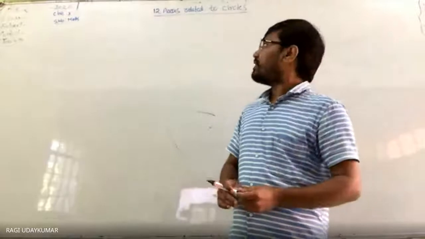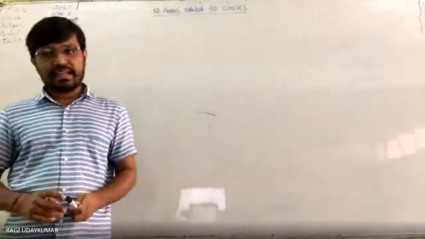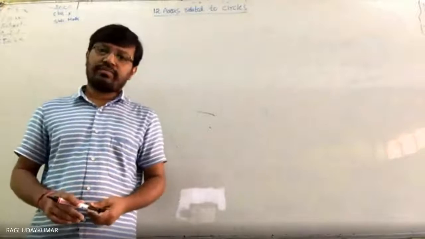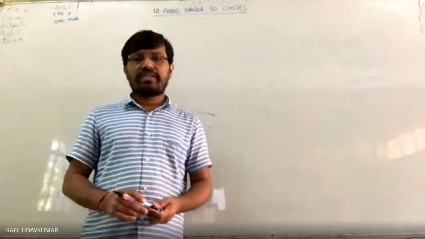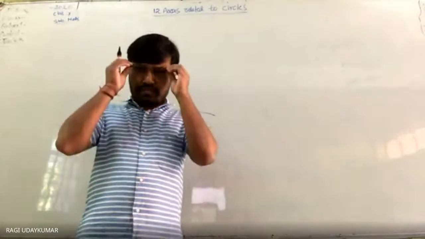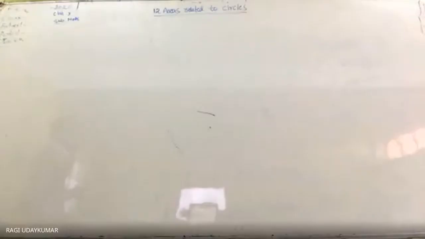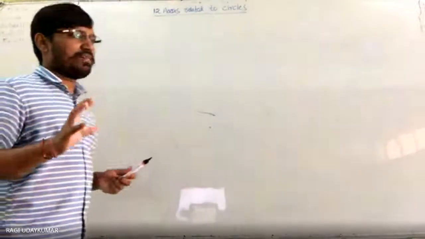So, areas related to circles. In this, the basic things: area of the circle. What is the area of the circle formula? Can you say what is the area of the circle? Anyone of you? Area of the circle. Pi r square. Okay. What is the circumference of the circle? 2 pi r. Based on this 2 pi r.